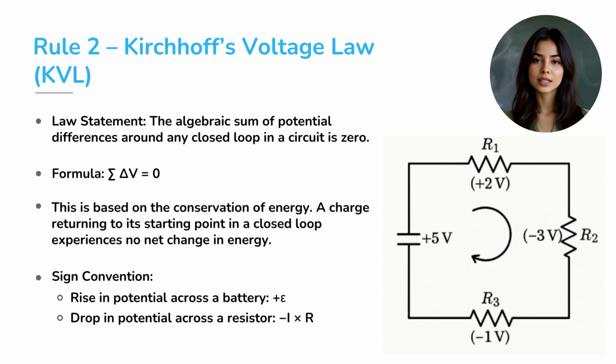Now, how do we apply this? We assign a sign to each voltage term based on the direction we move around the loop. When we go from negative to positive through a battery, it's a voltage rise, so we write plus epsilon. When we go in the direction of current through a resistor, it's a voltage drop, so we write minus I multiplied by R. So, in a loop containing one battery and two resistors, the equation might be epsilon minus I multiplied by R1 minus I multiplied by R2 equals 0. That's how we apply the loop rule, by summing all the voltage changes and setting the total equal to 0.